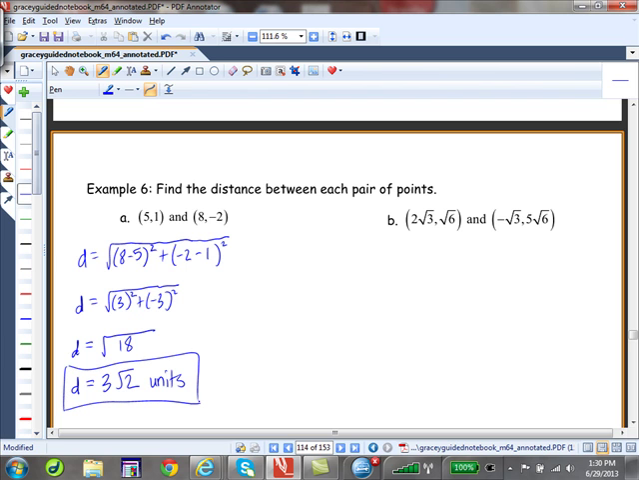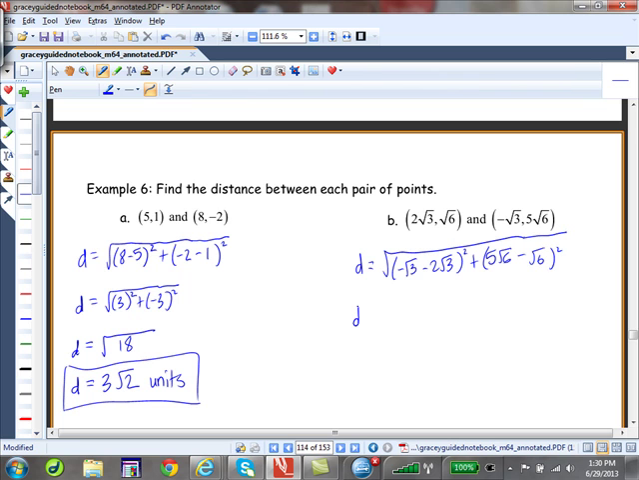All right, how'd you do on that one? Awesome, I knew you could do it. So next up, this one's a wee bit more complicated. So our first one, our x2 is negative 1 root 3 minus 2 root 3's. We're going to square that. Y2 is 5 root 6. And then we're going to subtract 1 root 6 from that and square that difference.